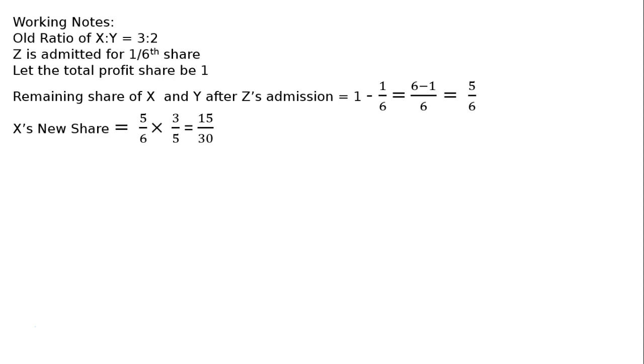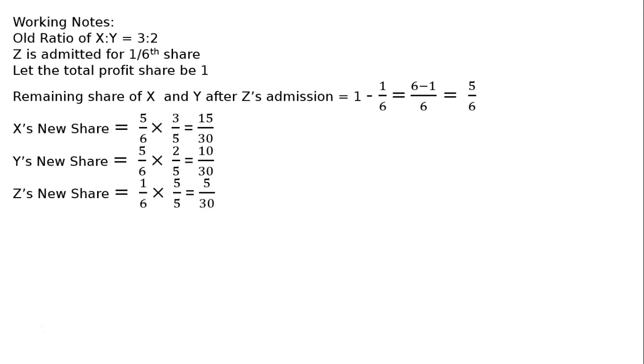X's new share is equal to 5/6 multiplied by 3/5, that is equal to 15/30. Y's new share is equal to 5/6 into 2/5, that is equal to 10/30. Z's new share is 1/6 multiplied by 5/5, that is equal to 5/30. Therefore, the new ratio of X is to Y is to Z is equal to 15 is to 10 is to 5, that is equal to 3 is to 2 is to 1.